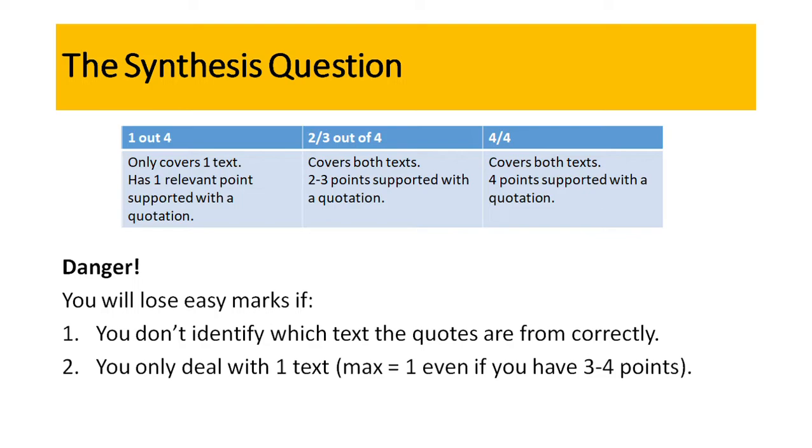So the key thing is that you can only get 1 out of 4 if you only cover 1 text. So you might write down 4 valid points from text 2, but you'll only get 1 out of 4 because you've not used text 1 at all. This is a synthesis question. That's the whole point of the question. It's all about checking to see if you can draw information from 2 places and write them in 1 place. So you'll do this all the time in real life.